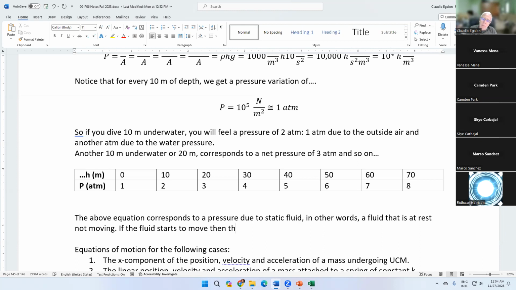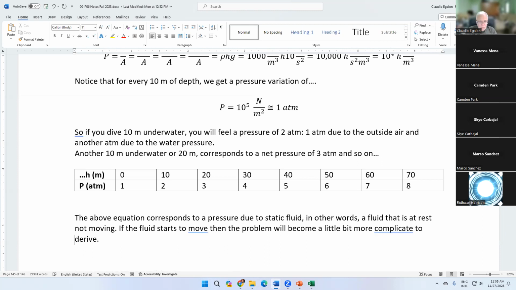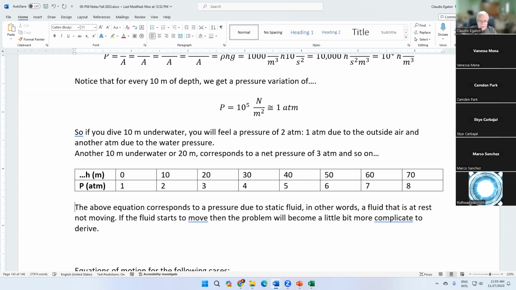Then the problem will become a little bit more complicated to derive. It's not that difficult, but unfortunately, we don't have time to cover that. But I want you to understand the difference, okay? And I'm going to give you a very simple example.